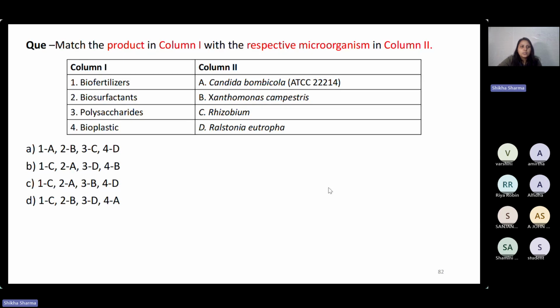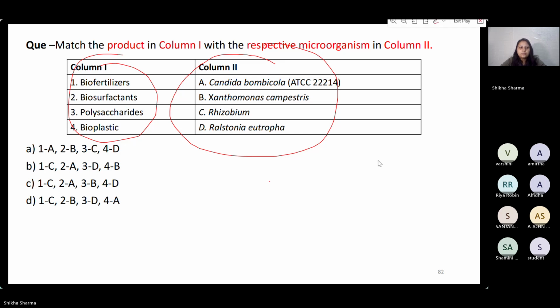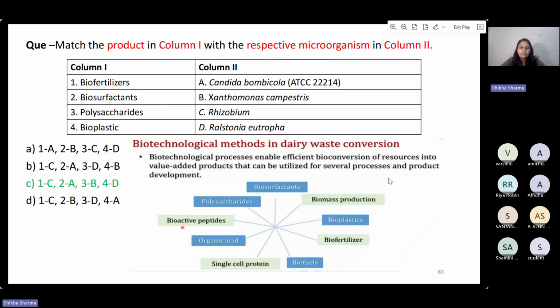So let's discuss this question now. In column 1, we have different products like biofertilizers, biosurfactants, polysaccharides, and bioplastics. In column 2, we have the respective microorganisms. So we need to match here. Okay, so let's see the solution part of this question.